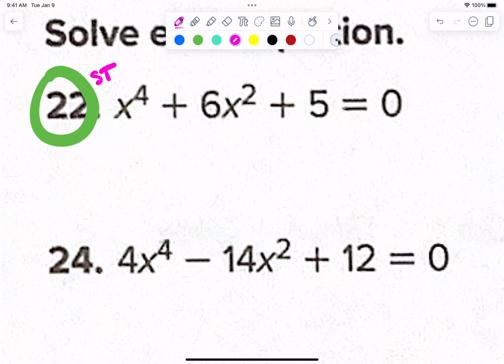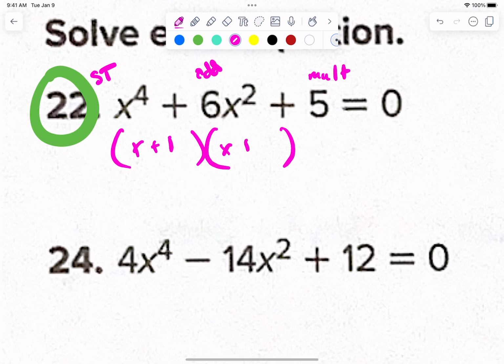So I'll talk you through the first part of 22. Here's a simple trinomial: x to the 4th plus 6x squared plus 5. Multiply to get 5, add to get 6. 1 and 5, so x plus 1, x plus 5. But it's not x plus 1 and x plus 5. It is x squared plus 1 and x squared plus 5.